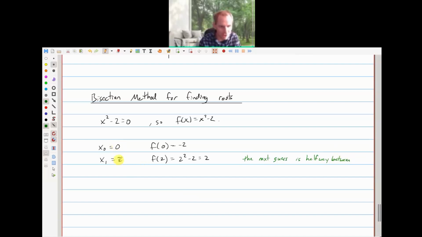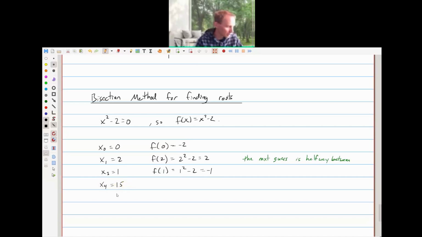So if I average 0 and 2, I'll get 1. So what I do is I plug 1 into the function and see what happens. I have 1 squared minus 2, which is negative 1. Because that's a negative, that replaces my old negative, right? So I still have a negative and positive, but now my negative and positive come from 1 and 2. So I average those two together to get 1.5.